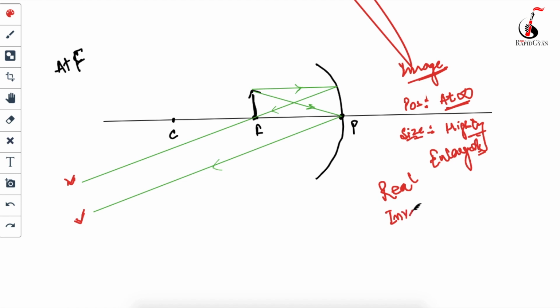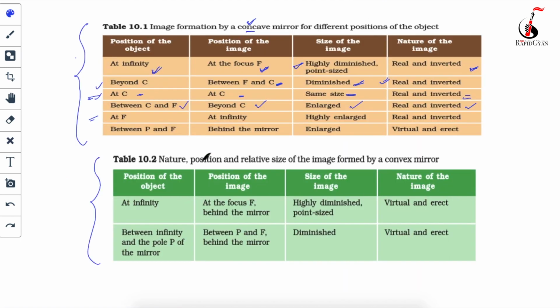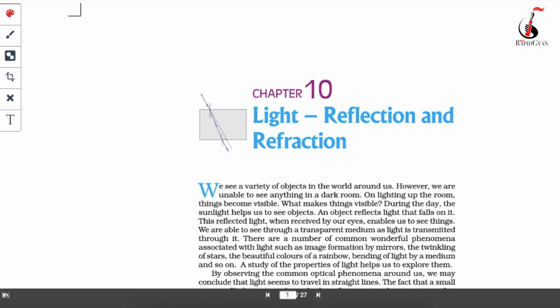So this is the case when the position of the object is at F. Hope you guys understand this. Come here and check. See here, when it is at F, position of the image is infinity, it's highly enlarged, and it's real and inverted. Now we are going to study the last case, which is between P and F.